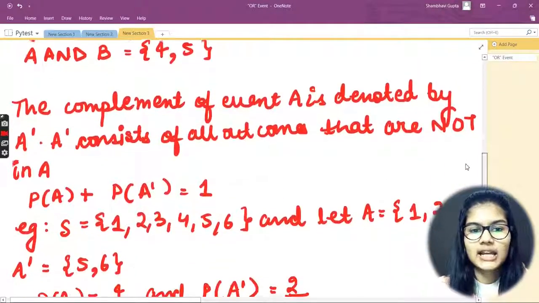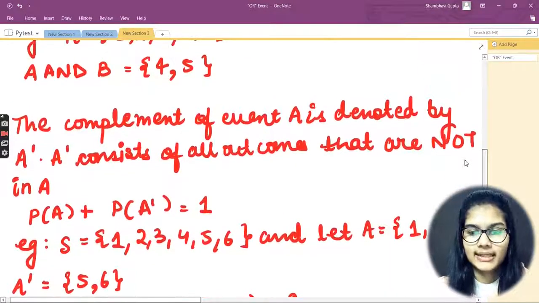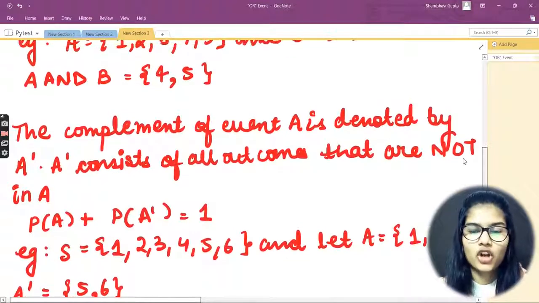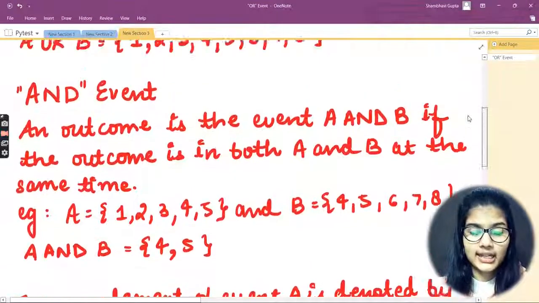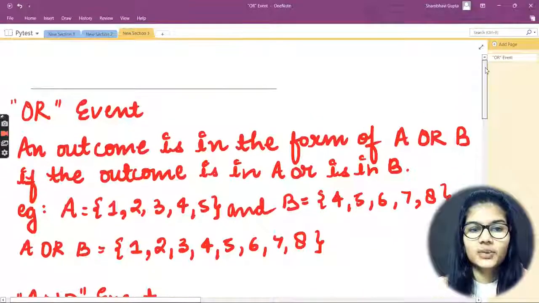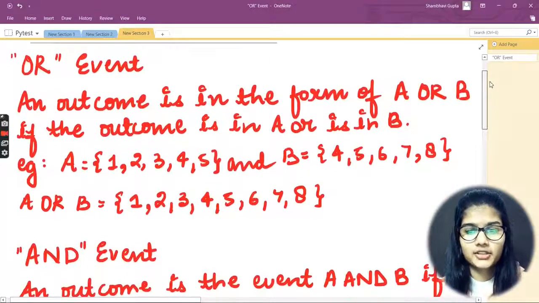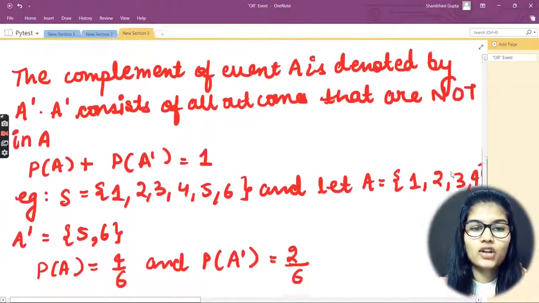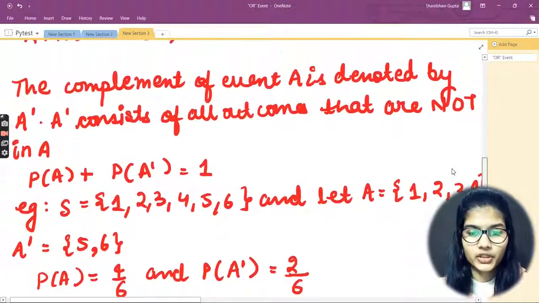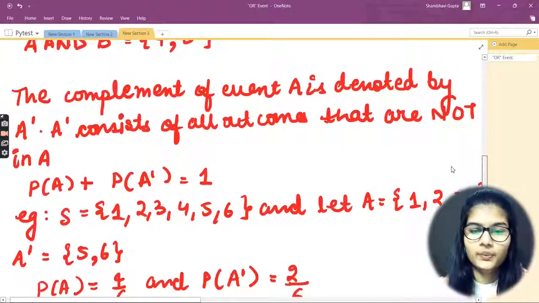Right, so I hope this is clear to you regarding the OR event, the AND event, and the complement of event A. How to find the complement, how the OR events and the AND events are executed, how these things actually work, and how you calculate the OR and AND events and the complements. Hope I am pretty clear with this.